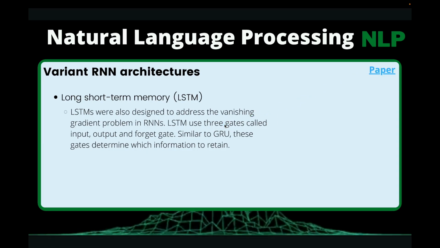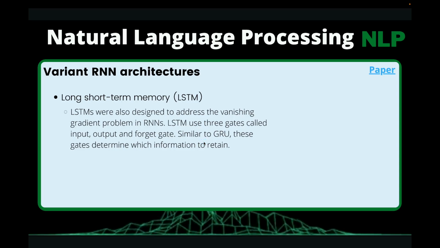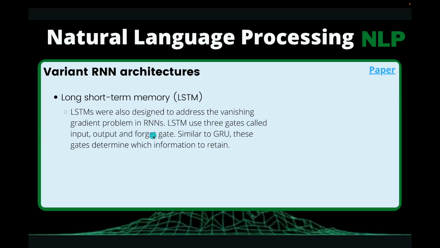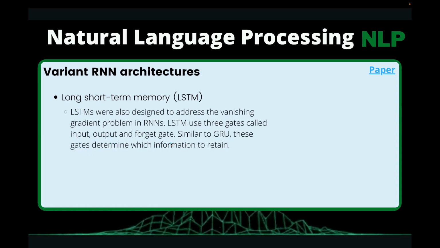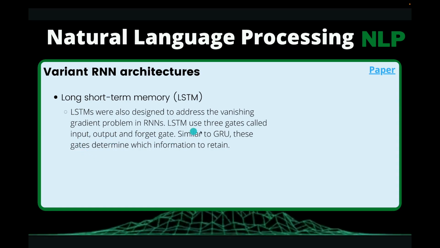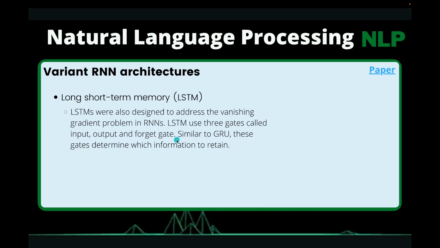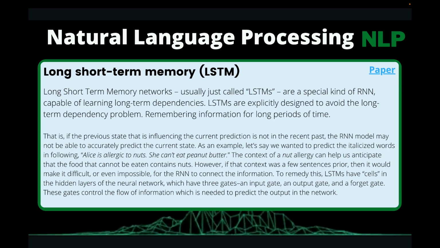So let's get to understand what we use LSTM for. We use it to address the vanishing gradient problem, and it has three gates: the input, output, and forget gate. We're going to understand what input, output, and forget gate mean in the next sessions. So let's try to understand these LSTMs.